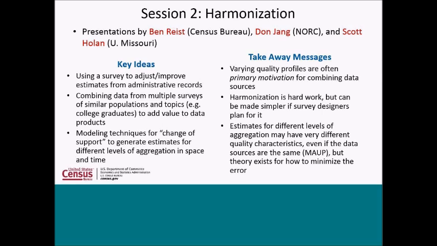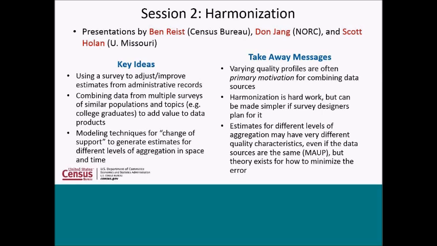We had 3 presentations at this session and a floor discussion. We had Ben Rice from the Census Bureau, Don Jang from NORC, who's back with us today, and Scott Holland speaking remotely from the University of Missouri. Some of the key ideas that were covered: Ben talked about how you might use a survey to adjust or improve estimates from administrative records. And that was a rather interesting talk. We usually think of administrative records as being used to improve a survey, but he wanted to go the other way.